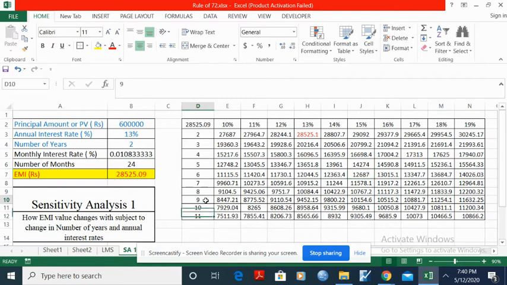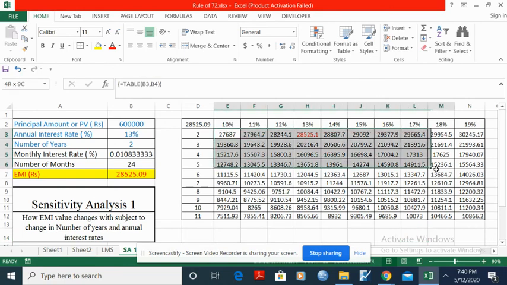Similarly, if you are opting for a loan of 9 years with 18 percent interest rate, the EMI value will come to this much amount. So what is the overall idea about sensitivity analysis? It shows how the EMI value changes with respect to changes in the number of years and the annual interest rate. This is known as a sensitivity table.